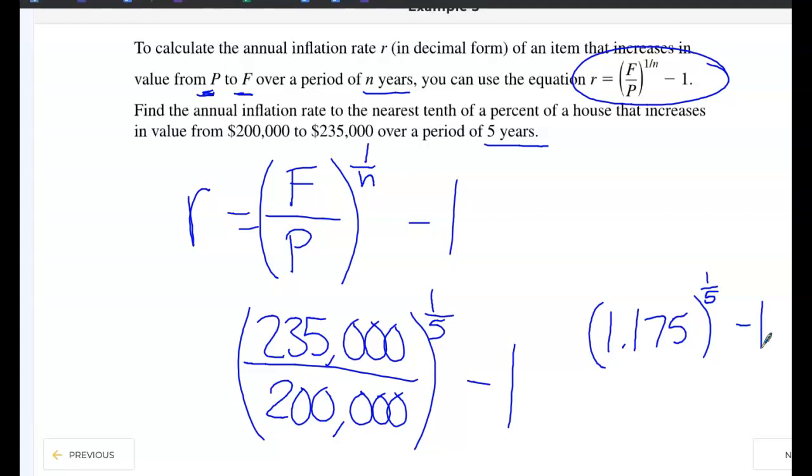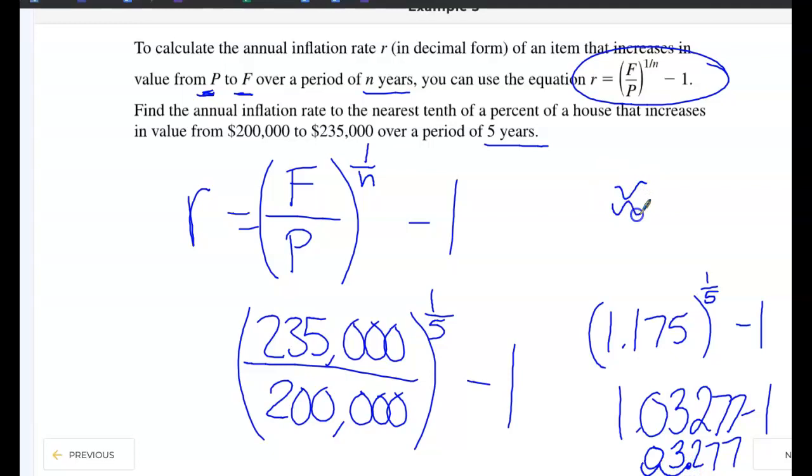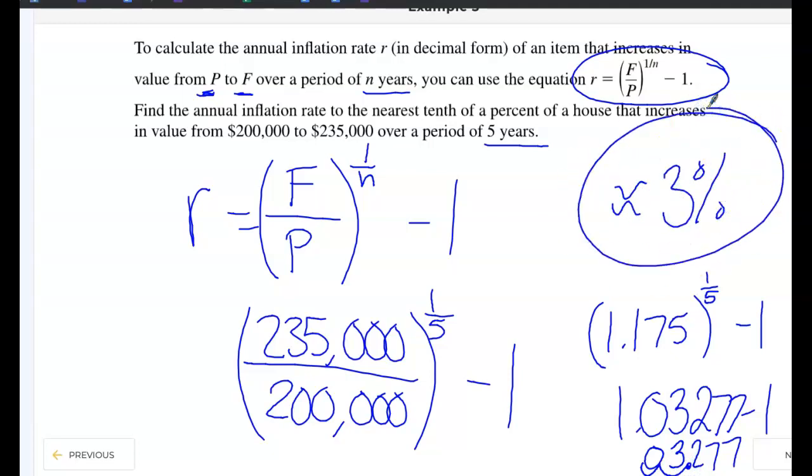Yep, good job. So then we subtract 1, and yes, we would get this. So about 3%. To change it from a decimal to a percent, I move it twice. So I do get about 3%. It looked bad, but it wasn't really that bad. That was a good question.